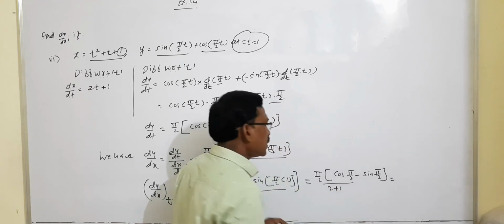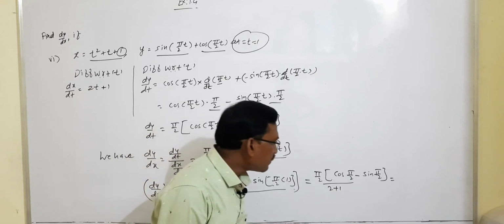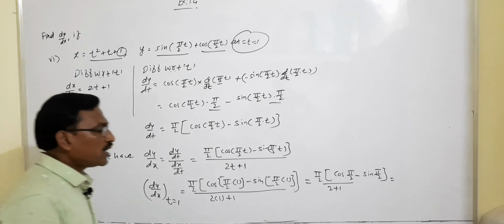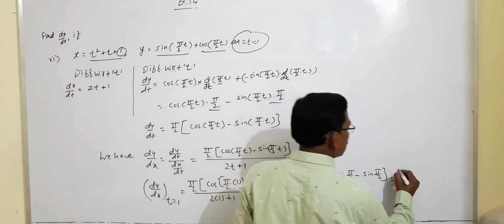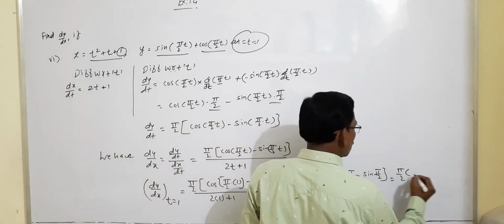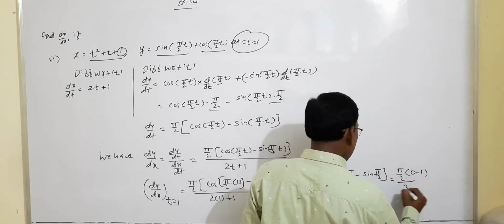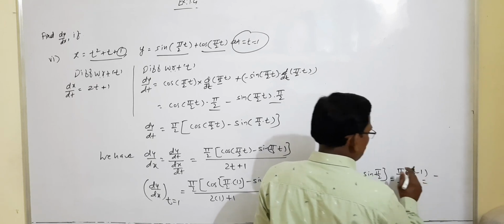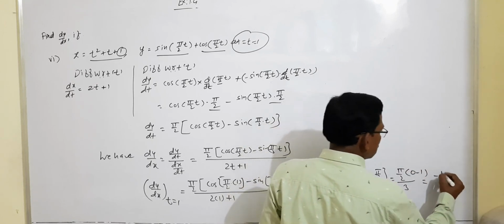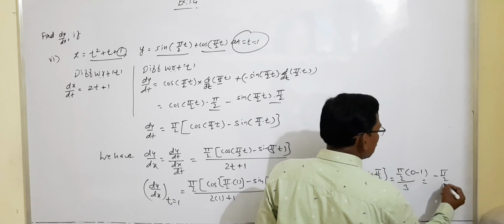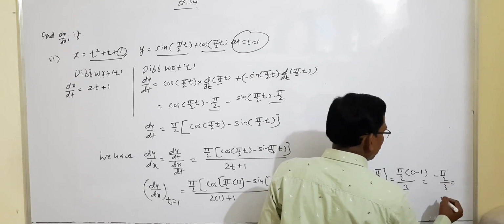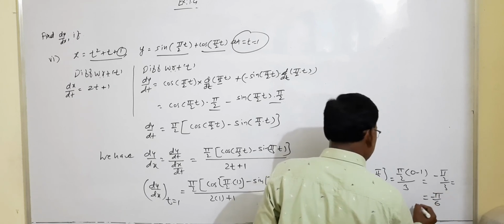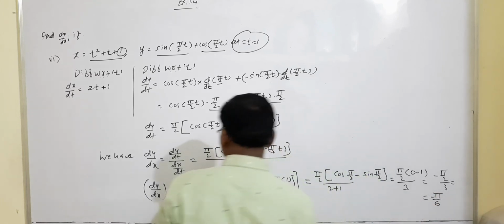It is equal to pi by 2 into cos pi by 2 minus sine pi by 2. Sine 90 is 1 and cos 90 is 0. It is pi by 2 into 0 minus 1, divided by 3. 2 plus 1 is 3, and that's why it is minus pi by 2 into minus 1. It is minus pi by 2 by 3. It is minus pi by 6 and this is the final answer.